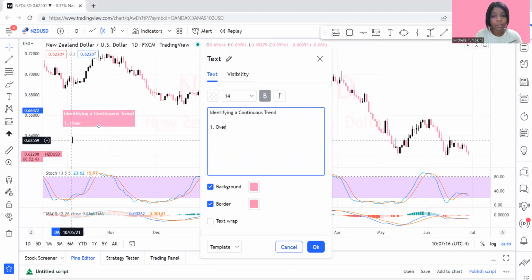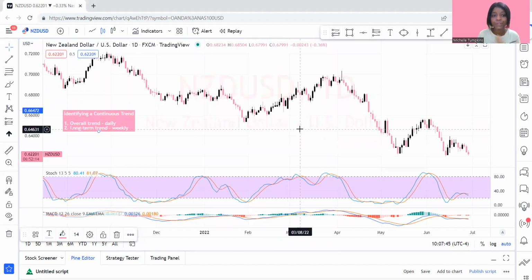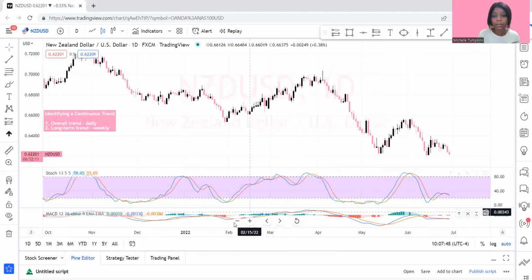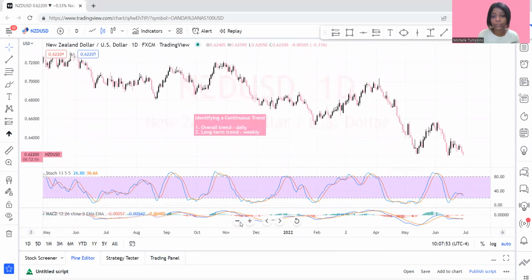So overall trend, daily, weekly trend, or I should say long-term trend, weekly. So these two things alone is all you need to identify a continuous trend. So I'm going to leave that there for you guys. Two small things, very simple. Now, like I said, we're on the day chart right now, and I'm going to show you the weekly chart as well for this approach.